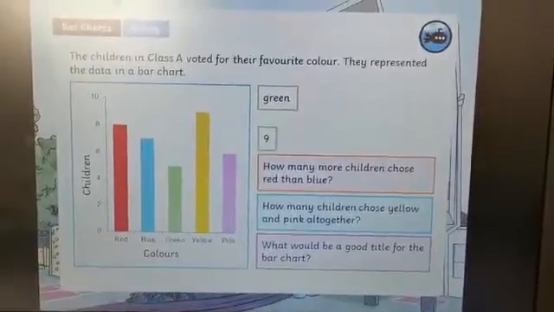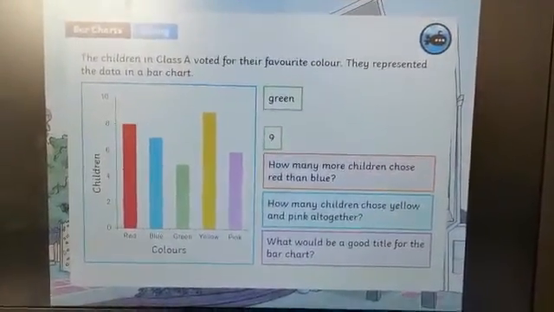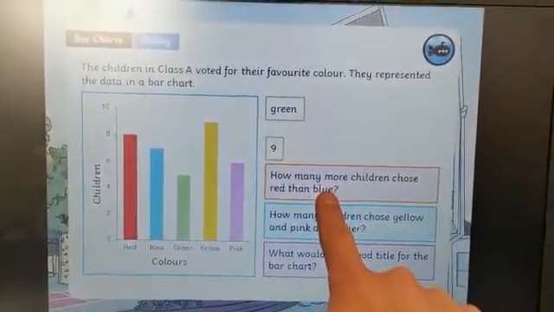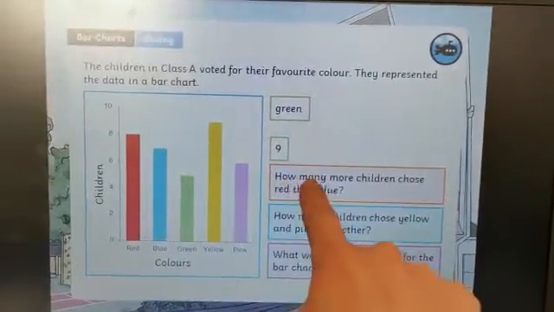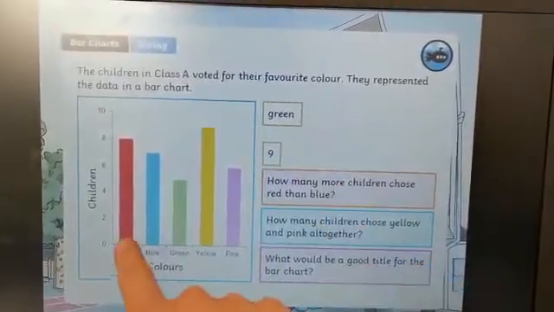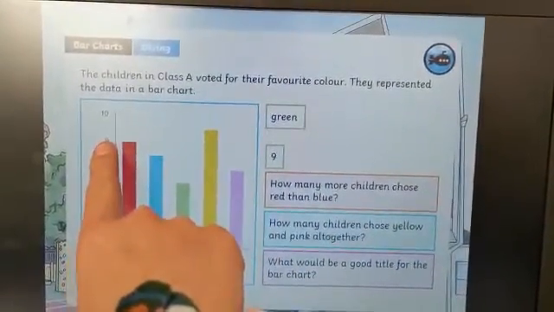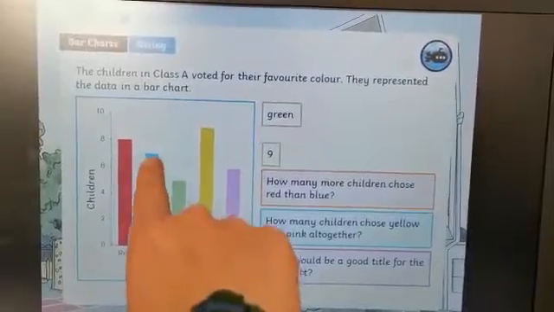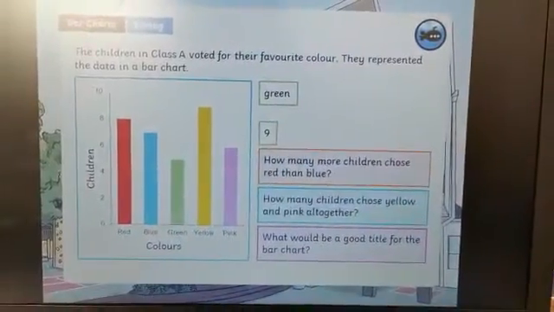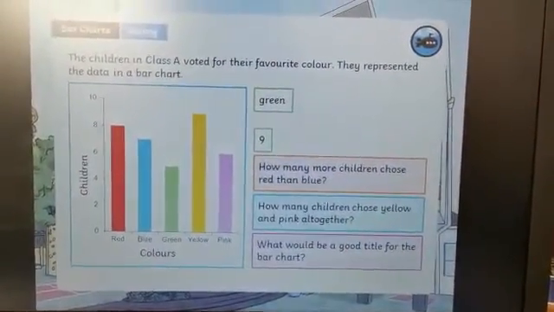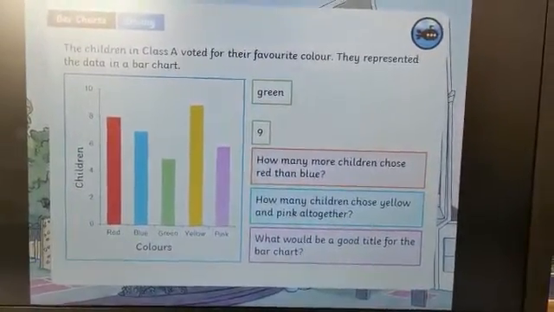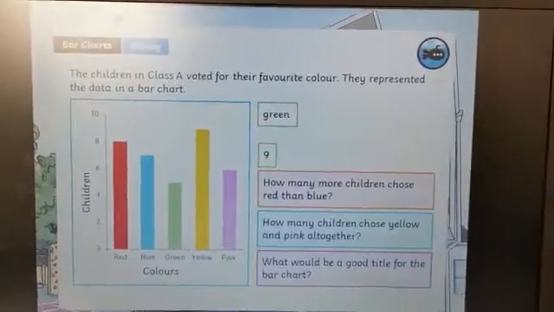How many more children chose red than blue? So this is my first two-step problem that I need to talk us through. I need to find out how many children chose red, how many children chose blue, and then how many more tells me that I need to take those two amounts away from each other. So let's have a look at red. 8 children chose red. How many children chose blue? Oh, it's in between 6 and 8, but there's not a value there. But that's okay, there doesn't have to be a value. I know what comes in between 6 and 8 is 7. So I need to take 7 away from 8, and that should give me an answer of 1.